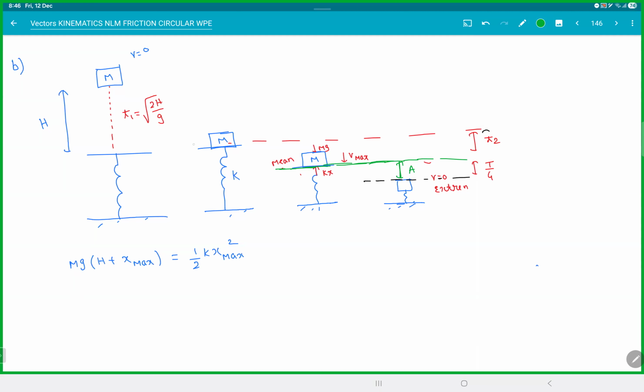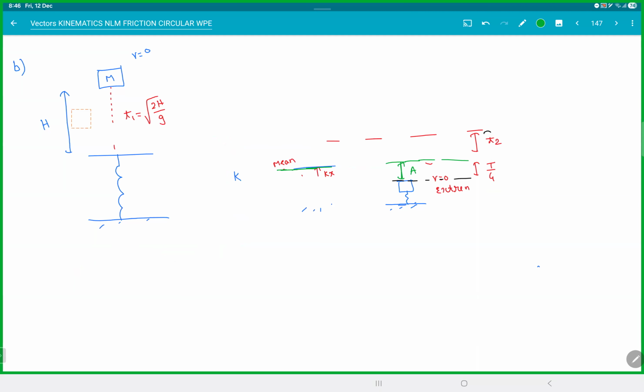The natural length is some intermediate position. Mean position is the mean position there. So this distance is not T by 4. So if you split the whole motion into 4 parts, 3 parts actually, I think I need to draw a bigger one. It's a pretty good question though.